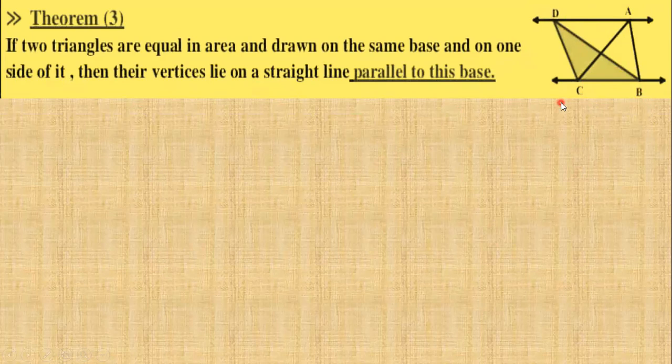Okay, once again, if the area of triangle ABC equals the area of triangle DBC, then the straight line AD is parallel to the straight line BC.